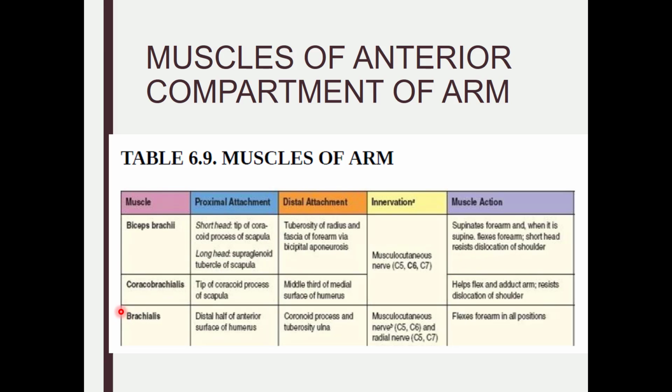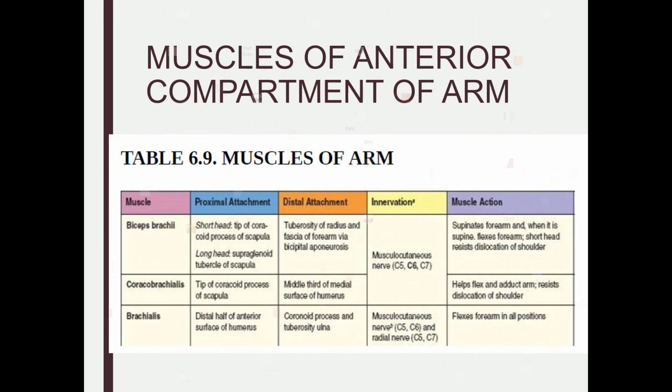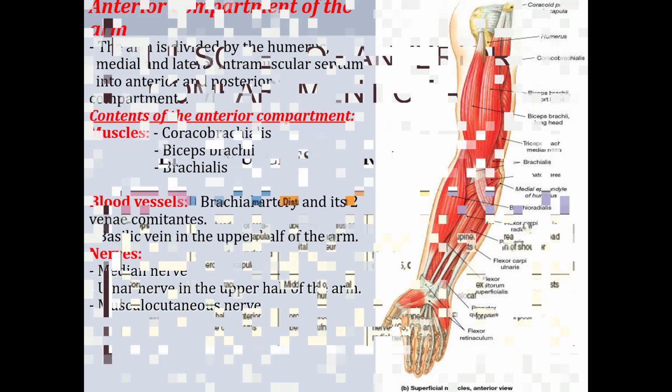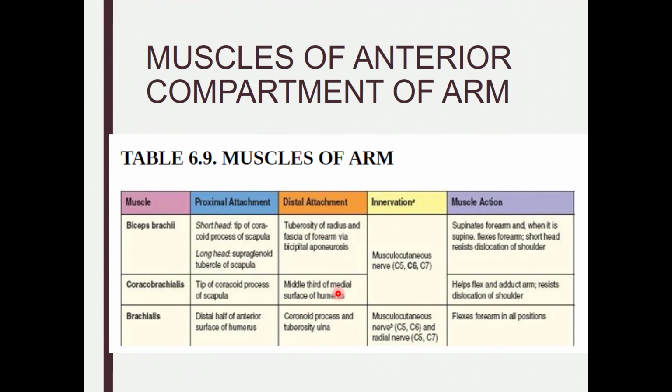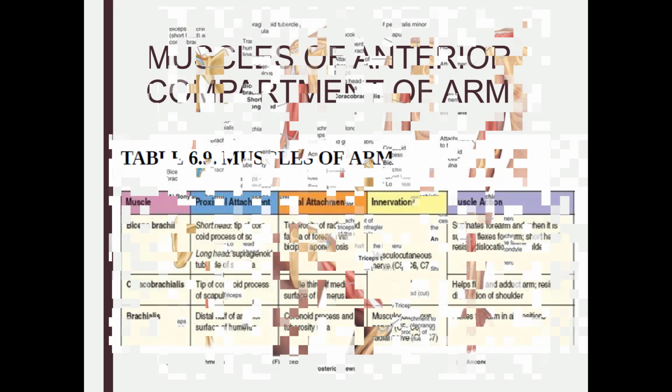and the short head resists the dislocation of the shoulder. Number two muscle is the coracobrachialis muscle. It is again originated from the tip of the coracoid process of the scapula. See here in this diagram, it is originated from the coracoid process of the scapula, along with the short head of the biceps, and it is inserted over the middle third of the medial surface of the humerus. It is inserted over the medial surface of the humerus, not over the lateral surface. You have to remember this thing, that it is inserted over the medial surface. This is the middle part of the medial surface of the humerus where it is inserted.